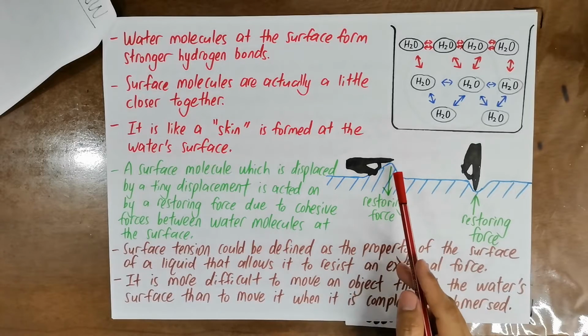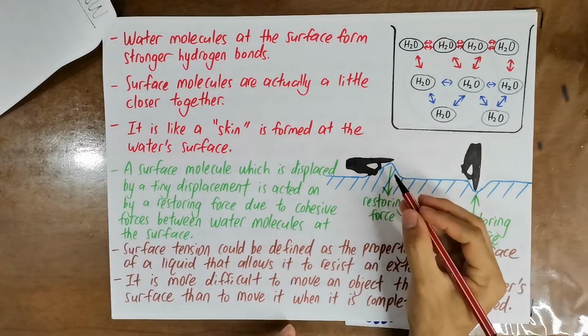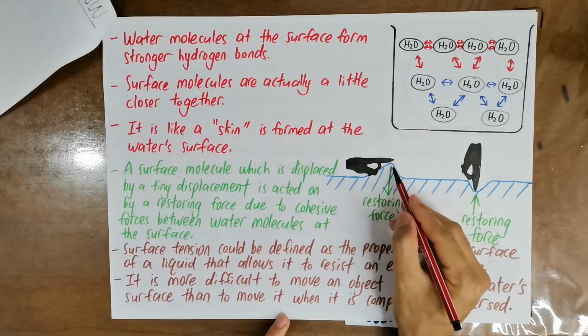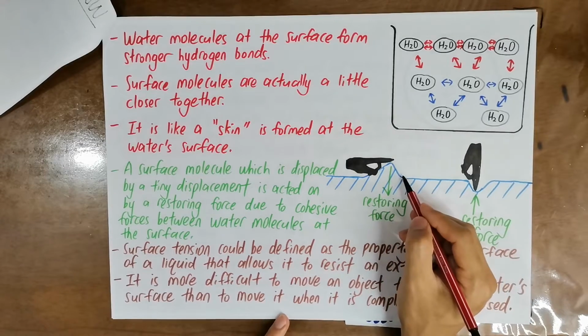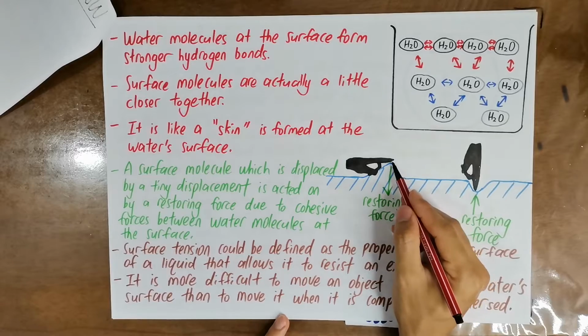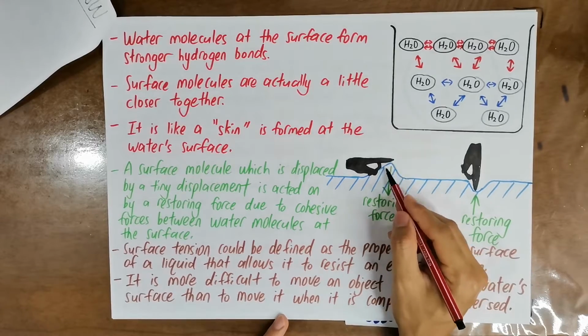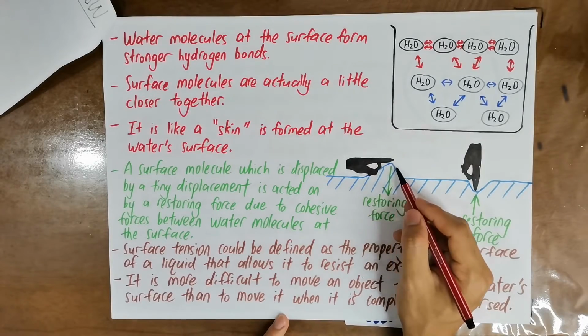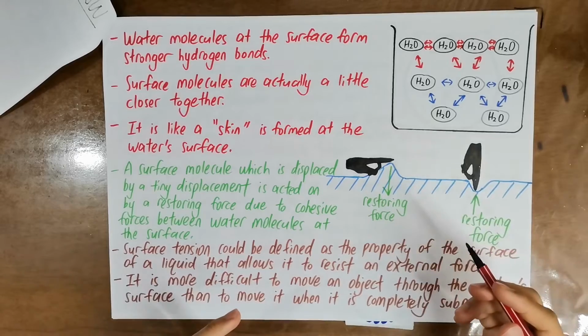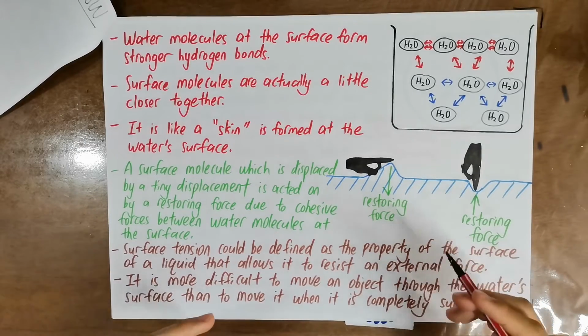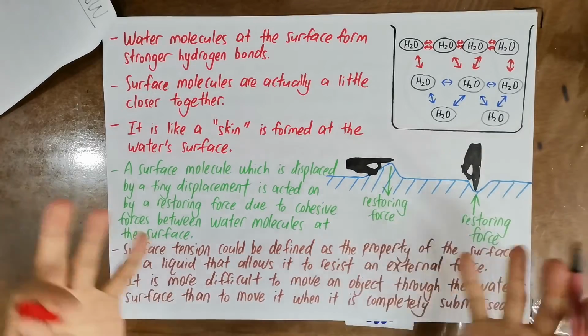Okay, so let's say there's a water molecule here, and then there's a water molecule here. The water molecule here will attract this water molecule, and then the water molecule here will attract this water molecule. So the cohesive forces between the water molecules on the surface will help to make sure the surface of the water is not broken.